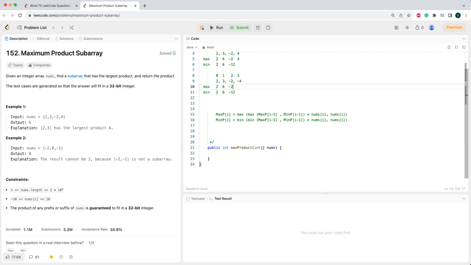Okay, now over here it actually becomes the minus 4, so we will do the maximum of it, right? So minus 2, correct?